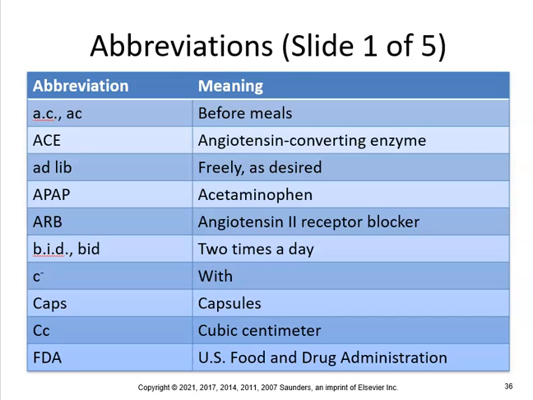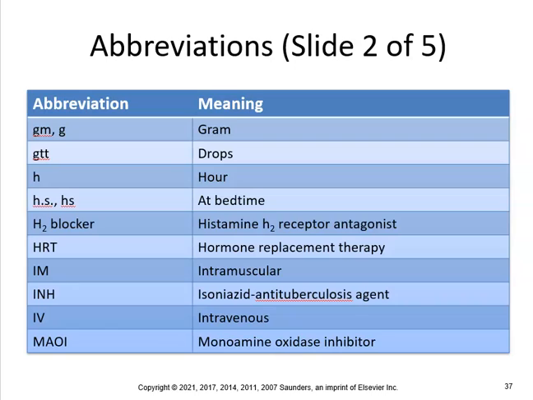So AC would mean before meals. ACE, angiotensin. Ad lib, freely as desired. APAP is the abbreviation for acetaminophen. ARB, angiotensin. BID, 2 times a day. C is with. CAPS is capsules. CC, cubic centimeter. FDA, U.S. Food and Drug Administration. GM is gram. GTT is drops. H is hour.